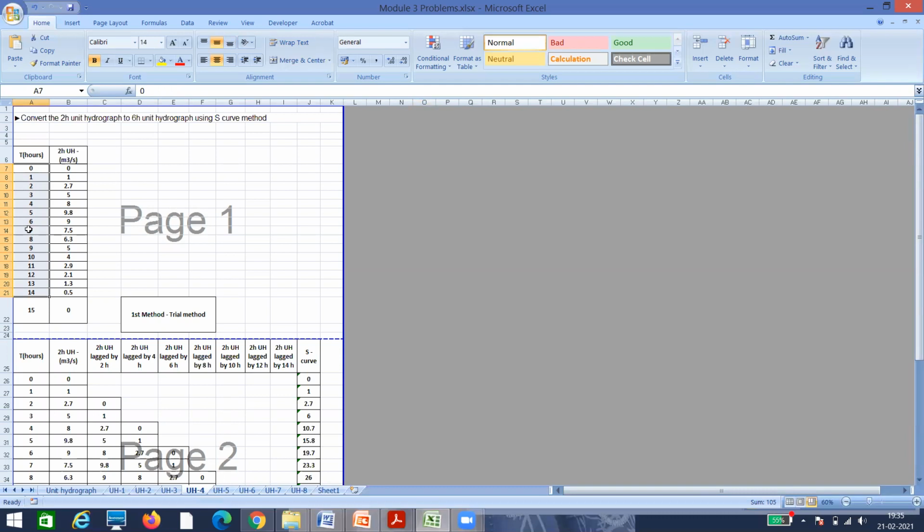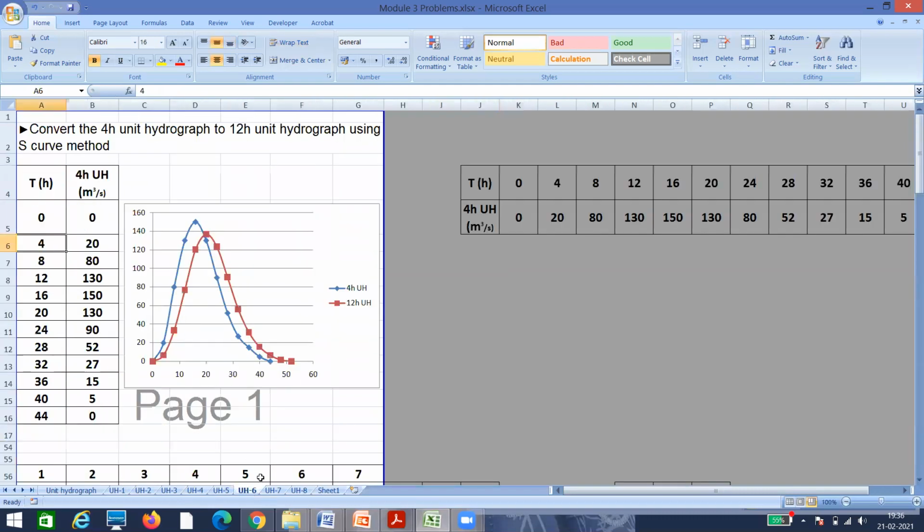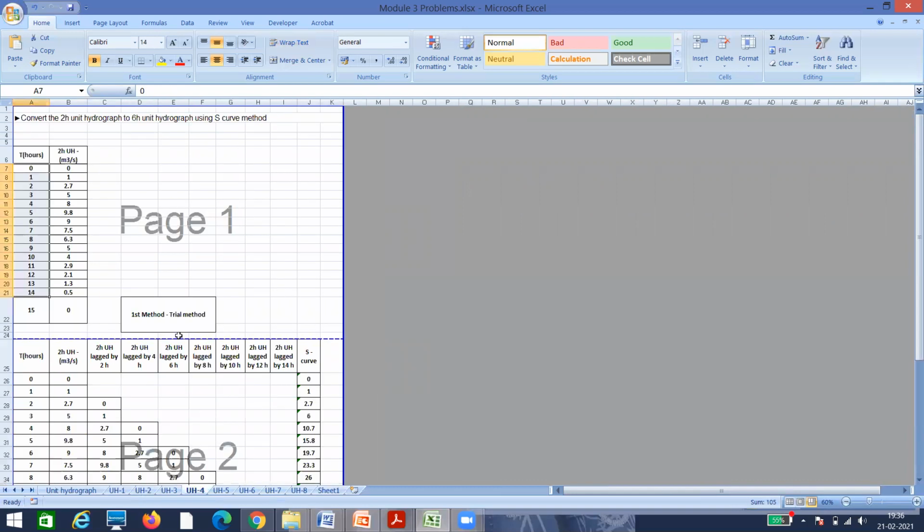Whereas with your S-curve method, as I told you, if I'm converting 4 to 12, the time interval should be the minimum of these. If I'm converting 4 to 2, the time interval should be the minimum. If it is not there, you have to include the value. For the trial and error method, you need to have all the values. Only then it will work out correctly. Otherwise, your trial and error does not work out correctly.